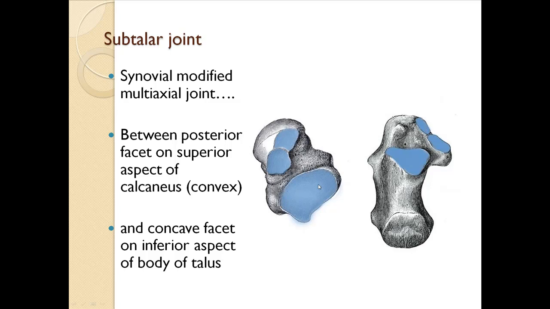When these articular surfaces come together, they form the subtalar joint, or the talocalcaneal joint, which is classified as a synovial modified multi-axial joint. It's got an oblique axis of movement that leads to a triplanar motion between the two bones. Purists will say that the posterior facet is the one that forms the subtalar joint, although it's generally accepted that these two facets here and these two facets also contribute to the subtalar joint.